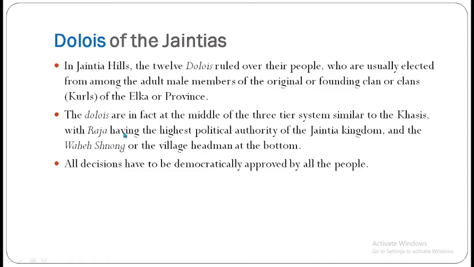The Raja is at the top, above the Dolores, and the Wahek Snong or the village headman is at the bottom, below the Dolores. At the bottom they have Wahek Snong, at the second level they have Dolores, and at the top they have the Raja, or the chief of the tribe. All decisions have to be democratically approved by all the people. Though they have someone called the head of the tribe or the head of the village, all important decisions are to be taken democratically with the approval of the people.